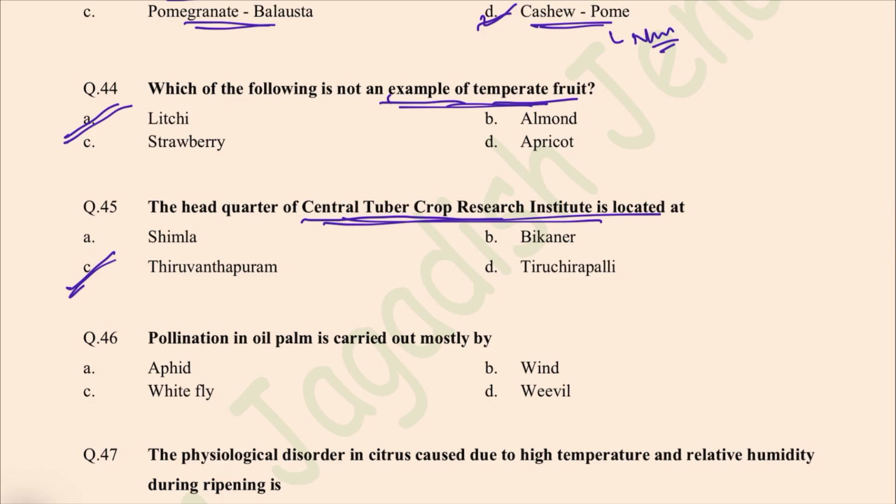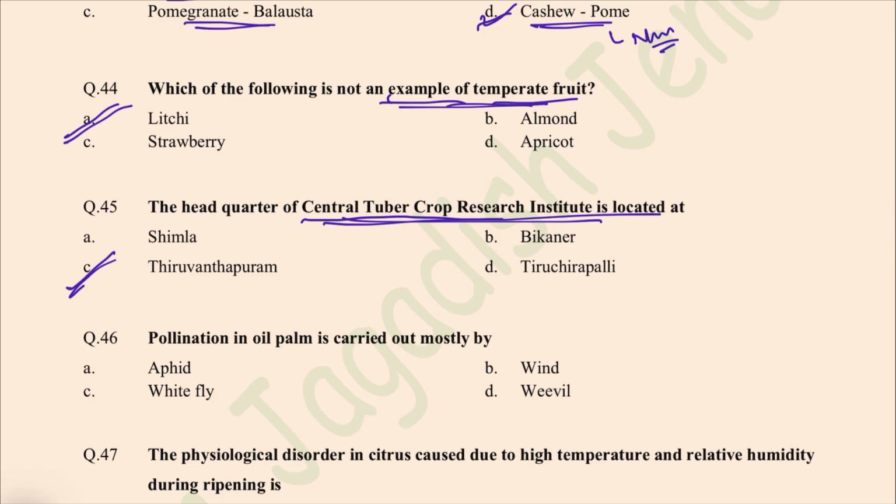Central Tuber Crop Research Institute (CTCRI) is a premier institute under the Indian Council of Agricultural Research. It is dedicated to the research and development of tropical tuber crops like cassava, sweet potato, and yam. Its headquarters is located at Thiruvananthapuram, Kerala. In Shimla, you can find CPRI, Central Potato Research Institute. In Bikaner, you can find Central Institute for Arid Horticulture. In Trichy, you can find ICAR National Research Centre for Banana.